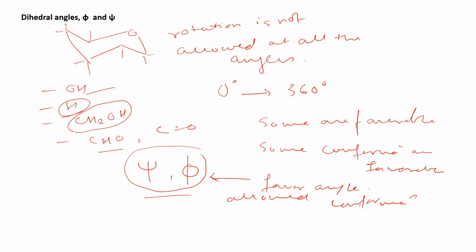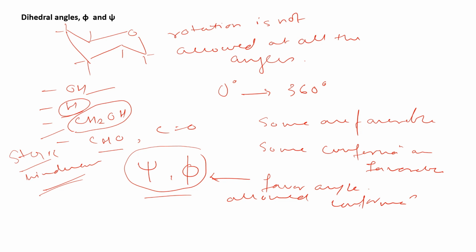The turning and twisting around all the angles is not possible. If a particular angle is not favorable, what can we call this type of hindrance? These are steric hindrance. What is steric hindrance? The hindrance associated with the bulkiness or large size of a molecule, or the space it occupies, is known as steric hindrance. So due to steric hindrance, the rotation around all the angles is not favorable. Therefore, all the conformations are not favorable.